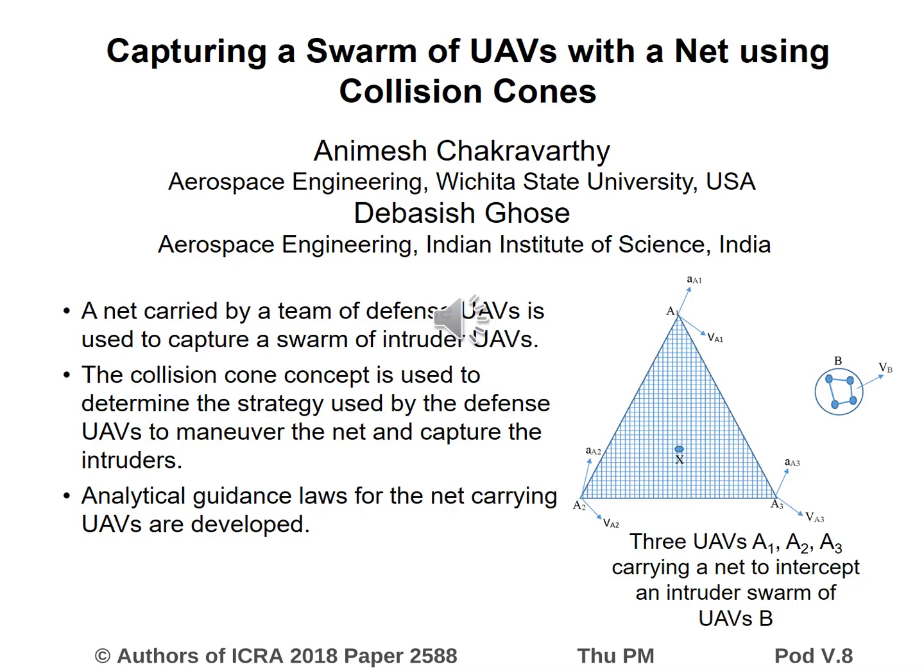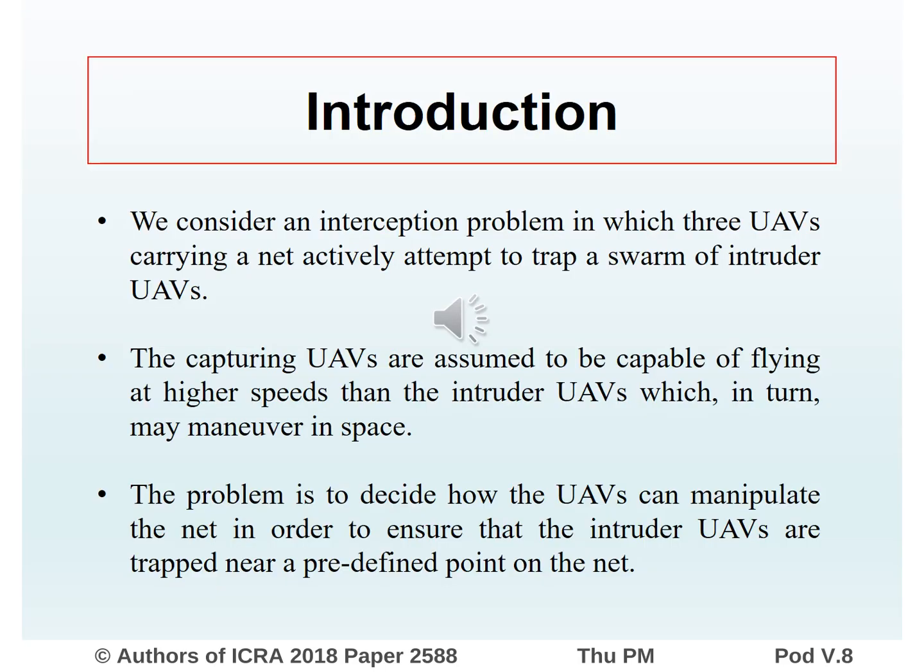This paper is about how one would use 3 UAVs carrying a net to intercept a swarm of UAVs using collision cones.